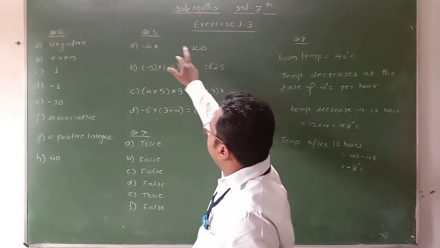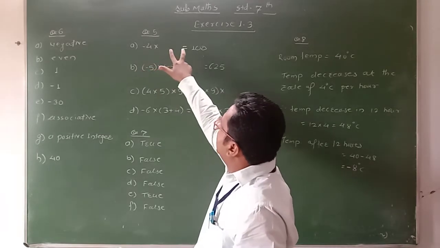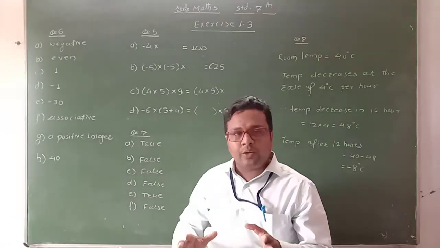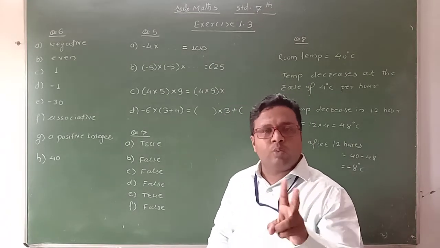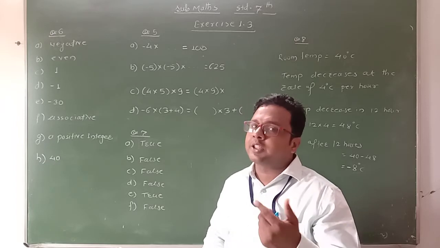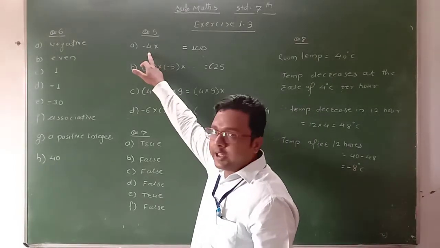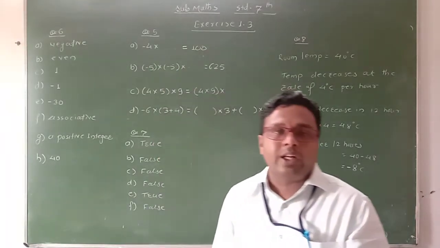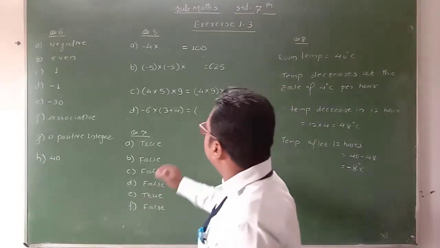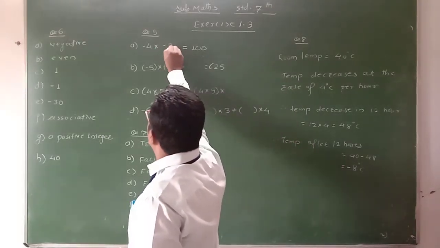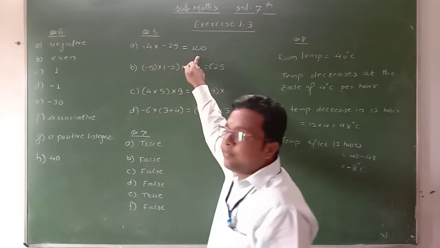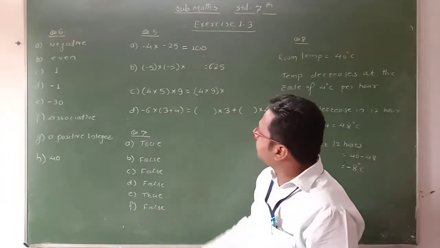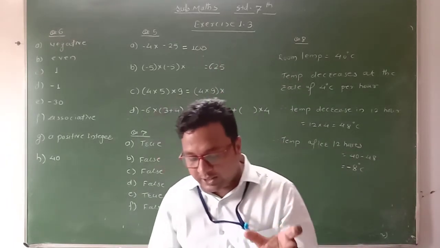Here the first question is given: -4 into which integer is equal to 100. Okay, now the product is positive. From that we understand that in multiplication both the integers are positive or both the integers are negative. A negative integer is already given, so the second integer is also negative. By which number do we multiply 4 to get 100? That is 25. Therefore here we have to take -25, then its product is what? -4 into -25 is equal to plus 100.